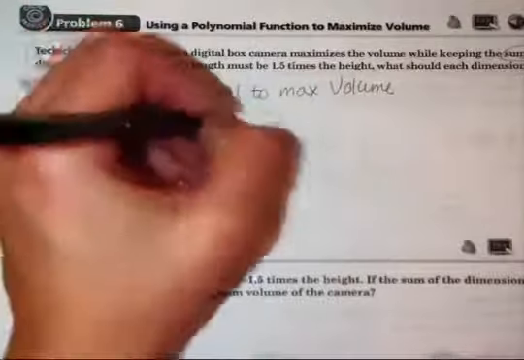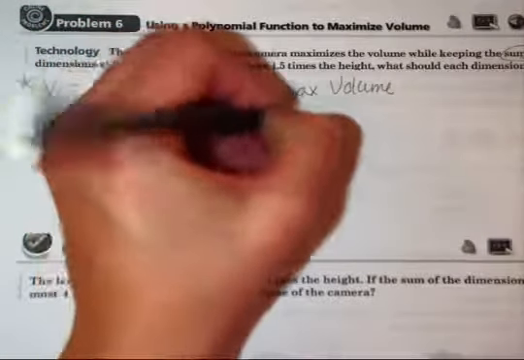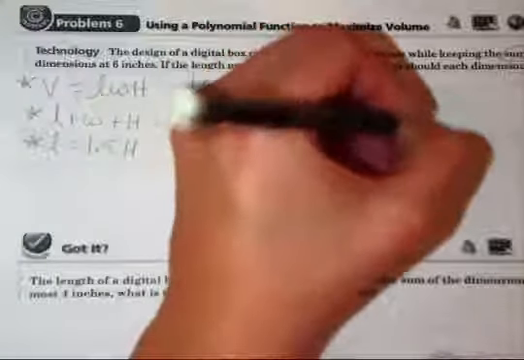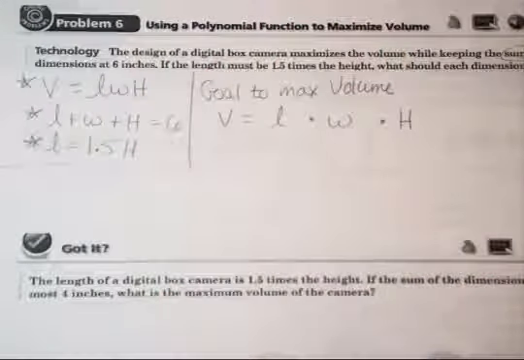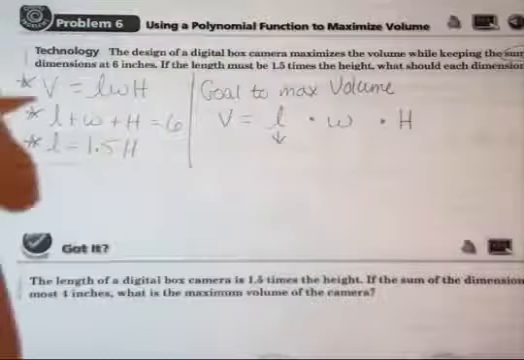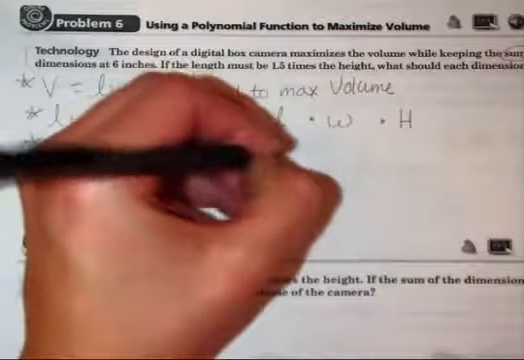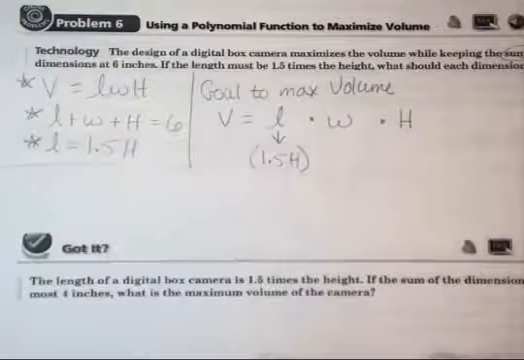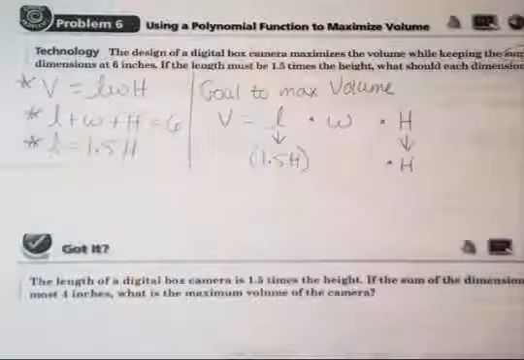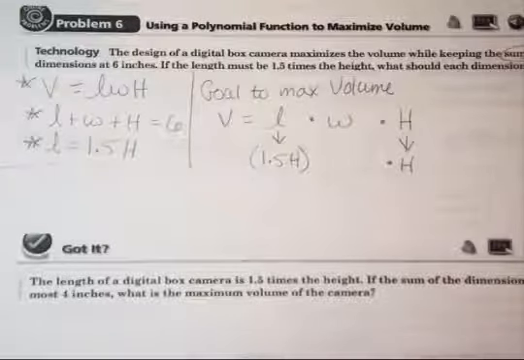So what I'm going to do is write volume equals length times width times height. Now let's take a look at the length. We can already replace the length with 1.5h. That's good. We want that to happen. And while we're in terms of h, why don't we just bring h down? Now, who's clever enough to solve for w?